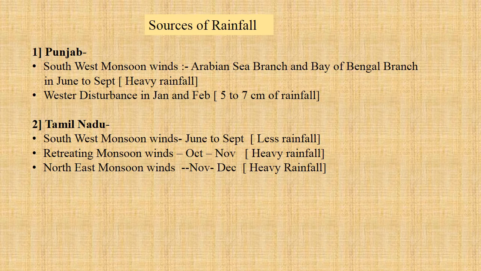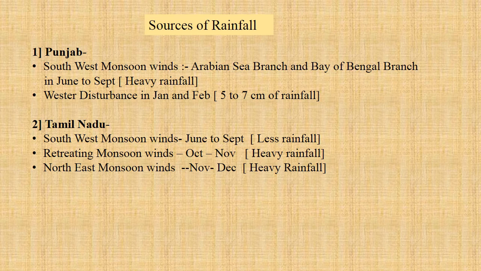Retreating monsoon winds, which blow in October and November, give heavy rainfall to Tamil Nadu. Northeast monsoon winds, which are the winter season monsoon winds, give heavy rainfall to Tamil Nadu in November and December. So this was all about the source of rainfall received in Punjab and Tamil Nadu. Let's go to the next slide.